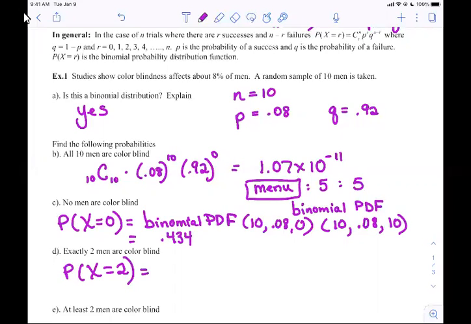The reason why we have to have the nCr is for part D. If exactly 2 men are colorblind, the order matters. Person 1 and person 2 is different from person 2 and 3, or 3 and 4, or 1 and 8, 1 and 10, so there's all those combinations. So here, if I want exactly 2, this is going to go 10, 0.08, 2, and I got 0.148.